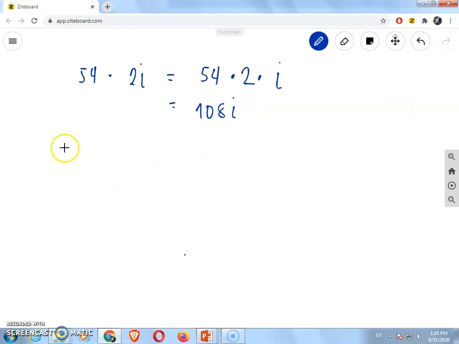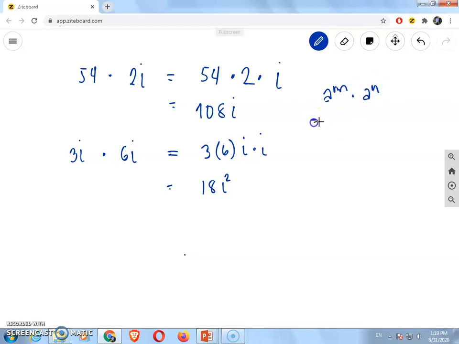Next, for example, we have 3i times 6i. So what will we do for this one? Here we have 3 times 6, times i times i, which is now equal to 18i squared. Remember, when you're going to multiply, we have m exponent times n exponent, we will have m plus n, which means you're going to add the exponents.